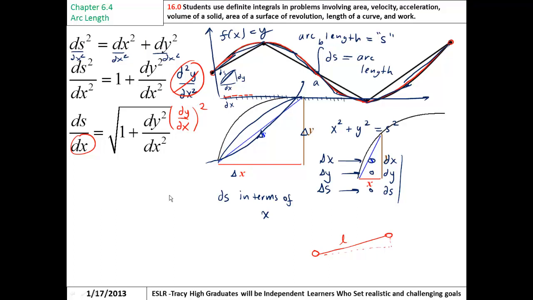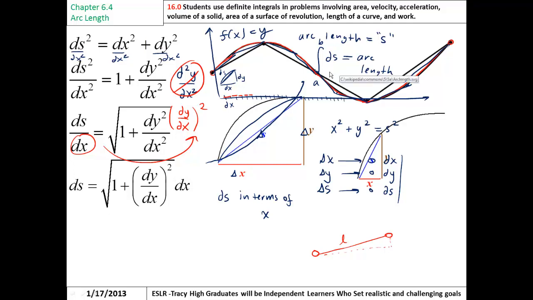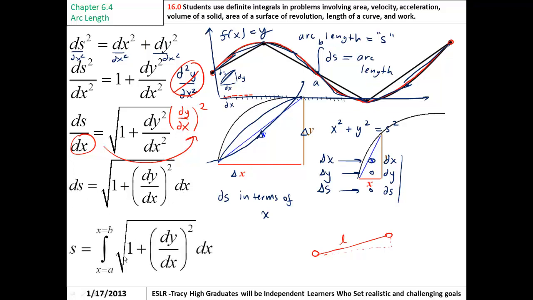And all we need to do now is shift this over and get ds is equal to the square root of 1 plus dy dx all squared, dx. And so this is exactly what we were looking for. This is our ds, and we have dx, and now we can integrate both sides. When you integrate ds, remember, integrating is just adding up over some domain, a to b. If you add up all those little bits of s, ds, then you're going to get s.